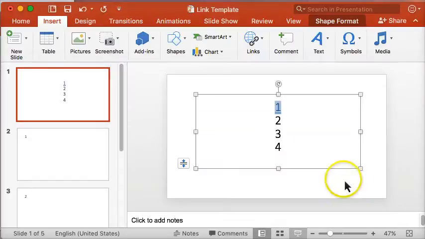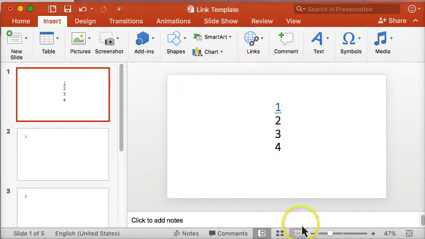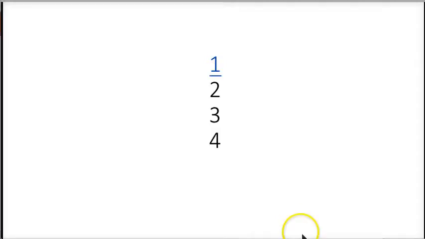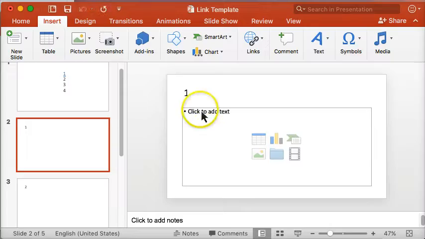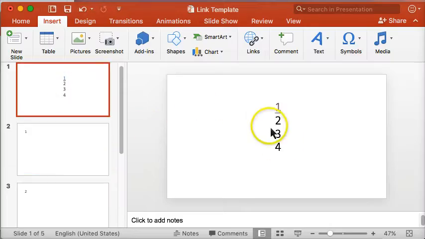I hit OK, and now you can see that my 1 has an underline underneath it and is turned blue, indicating that's a hyperlink. So if I go to presentation mode, you can see that it has that option. Here's my mouse, and as I hover over it, you can see that it changes to a finger indicating this is a link, and now I can click on that and it'll take me to the next slide. I'm going to hit escape and go back and do this again.